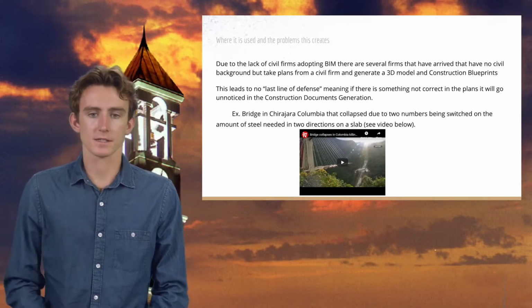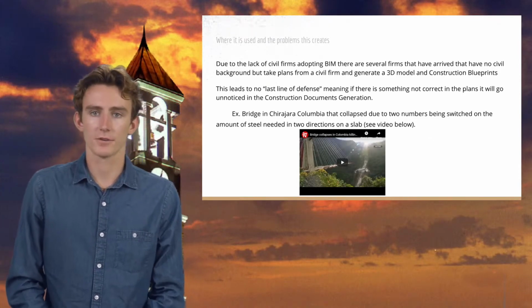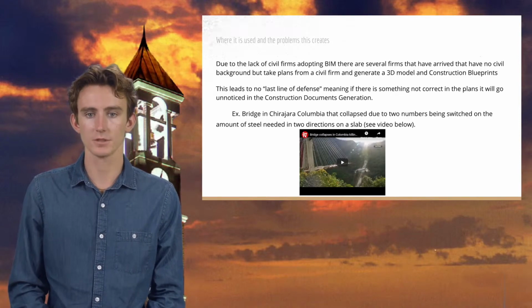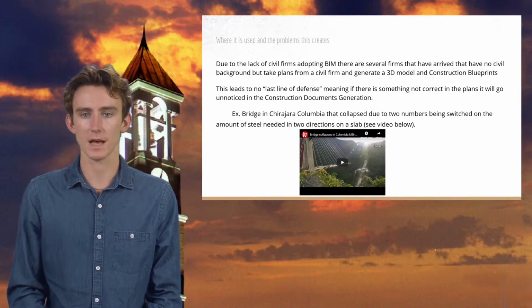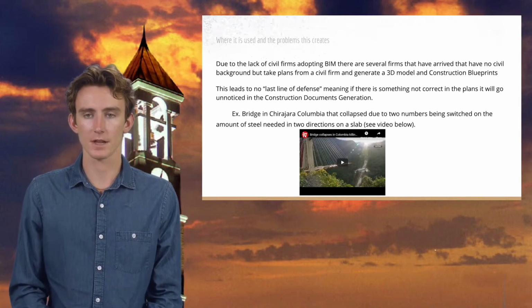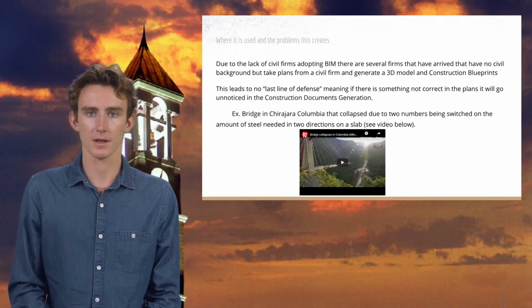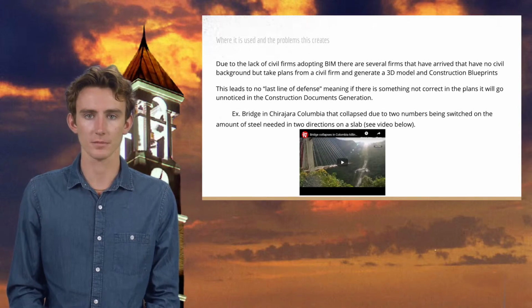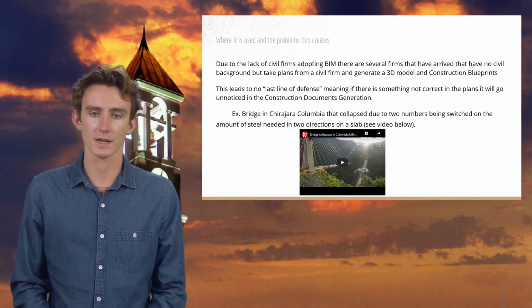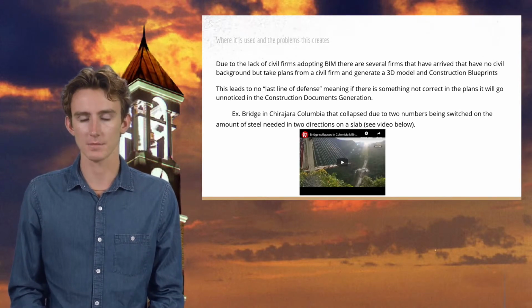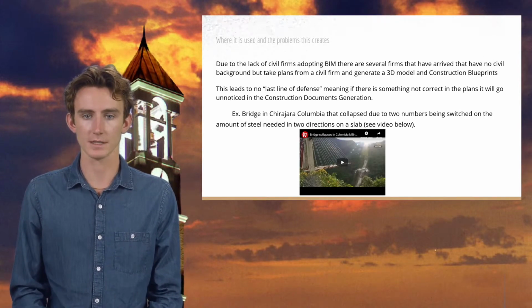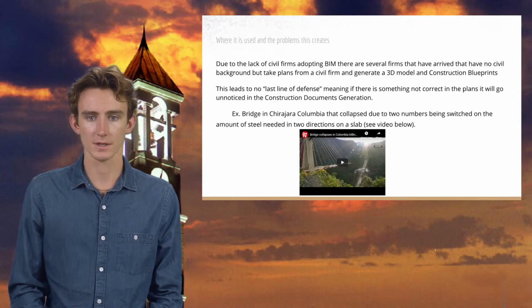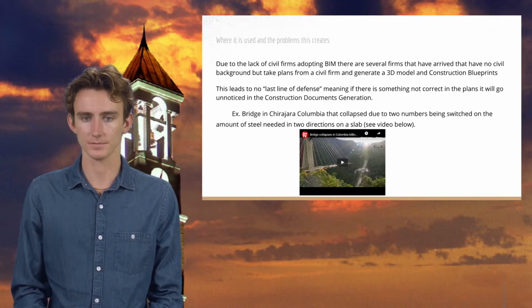Now, in some cases, BIM is used, but it creates problems. Due to the lack of civil engineering firms adopting the BIM software, there are several firms that actually have no civil engineering background, but they take plans from a civil firm and generate a 3D model and construction blueprints. Now, this can cause a scenario called no last line of defense, meaning that if there's something not correct in the plans, it will be unnoticed in the construction documents generation.